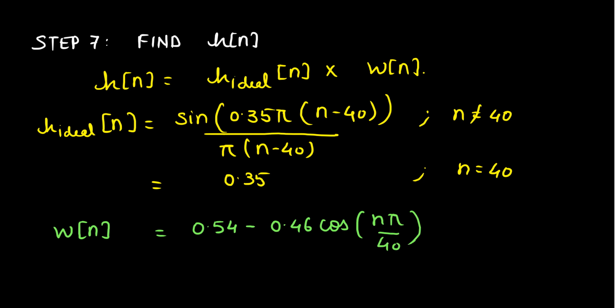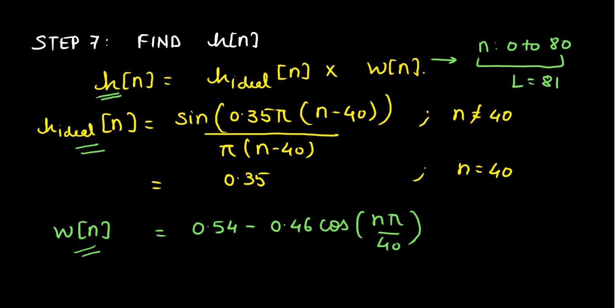And when we multiply this ideal filter and this W of n, we get this h of n, and the range of values of n for which this h of n is finite is from 0 to m, that is 0 to 80. So for a length of 81, that is L equal to 81, we find this h of n. So by substituting n equal to 0 to 80, we can very well find the filter coefficients of this h of n.